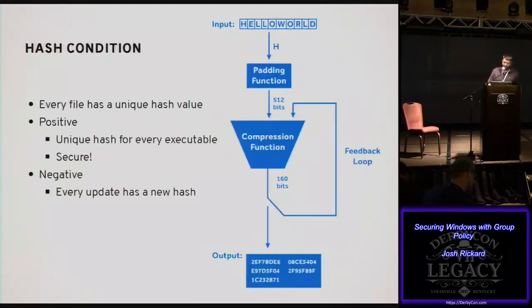Hash condition. Every file has a unique hash. So this is great if you know software that doesn't have a lot of updates, let's say. But every single time that one's updated, you have to update this rule. I don't really like this version of AppLocker. It has special use cases, or this condition, sorry, but I like the next one a lot better.